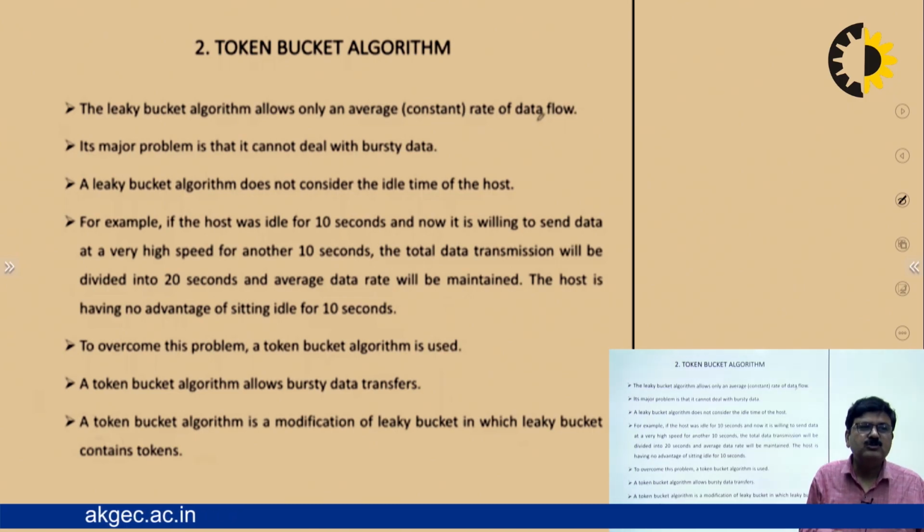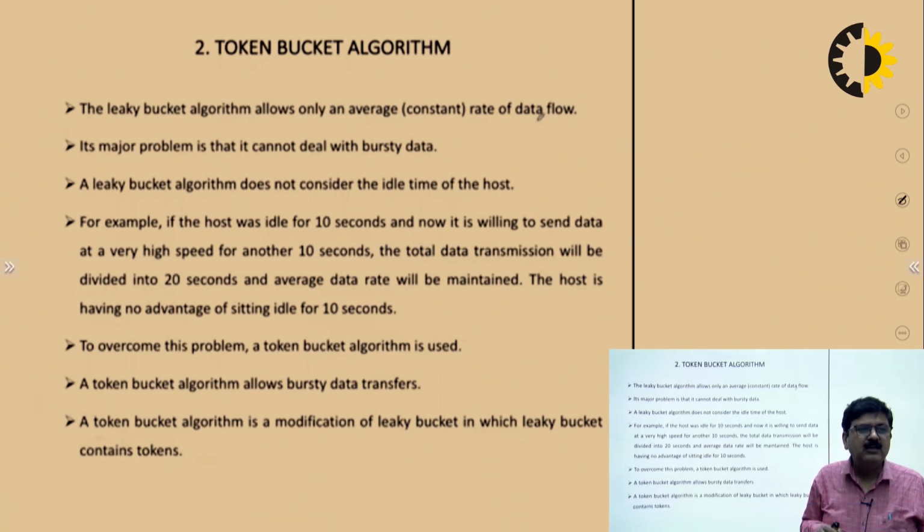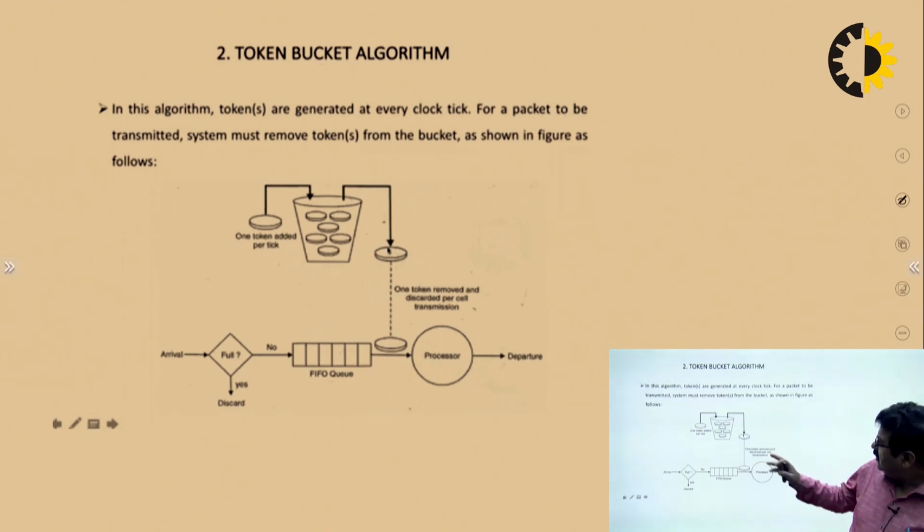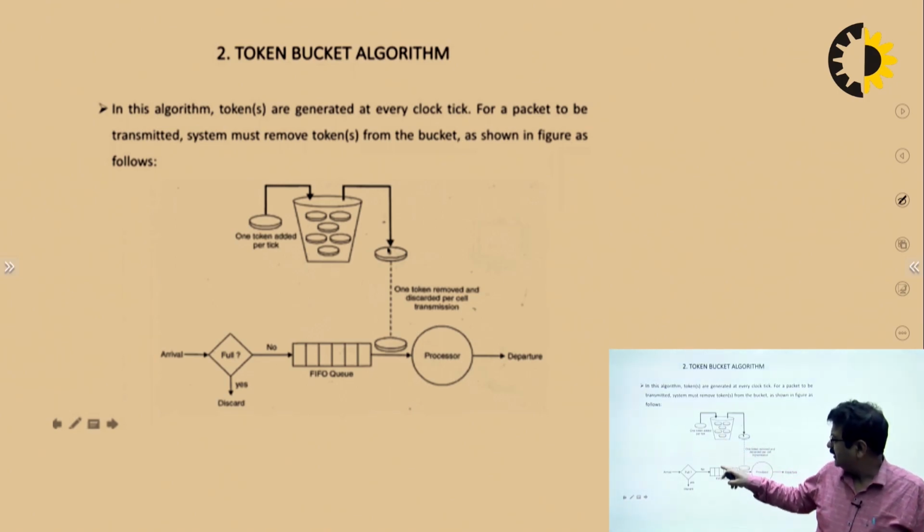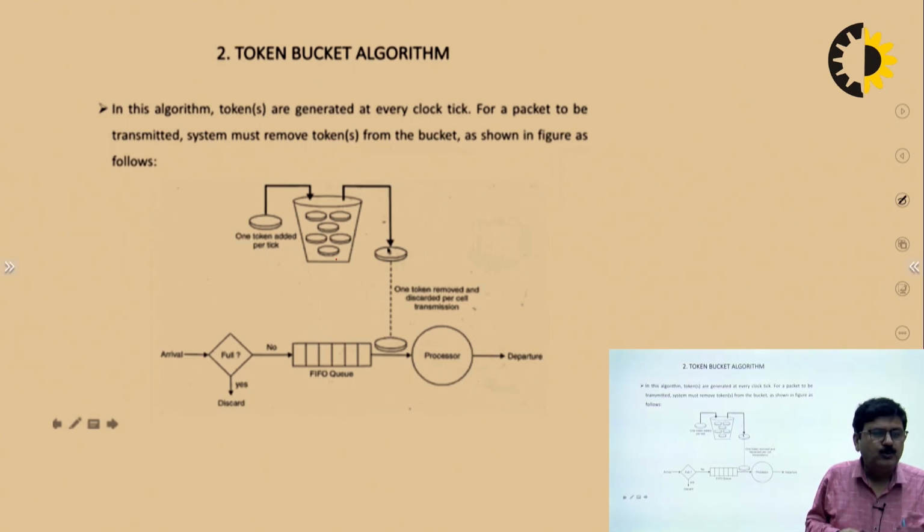So that is the problem. To overcome it, we use the token bucket algorithm. The token bucket algorithm allows bursty data transfer. It is a modification of the leaky bucket in which the bucket contains tokens. To understand this, every packet is attached to a token. First come, first served: when one token goes out, a packet goes out.